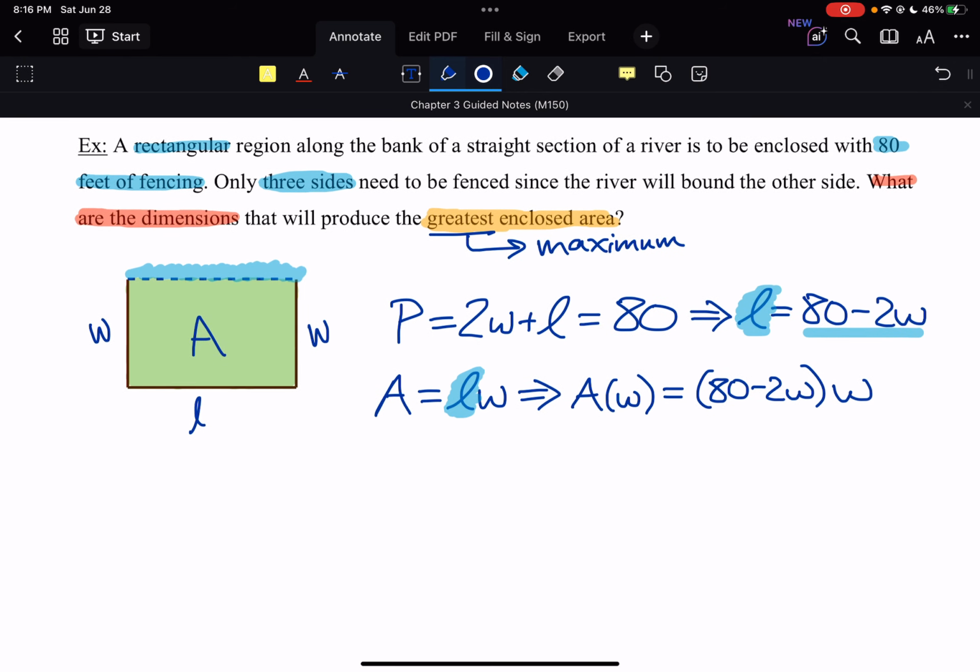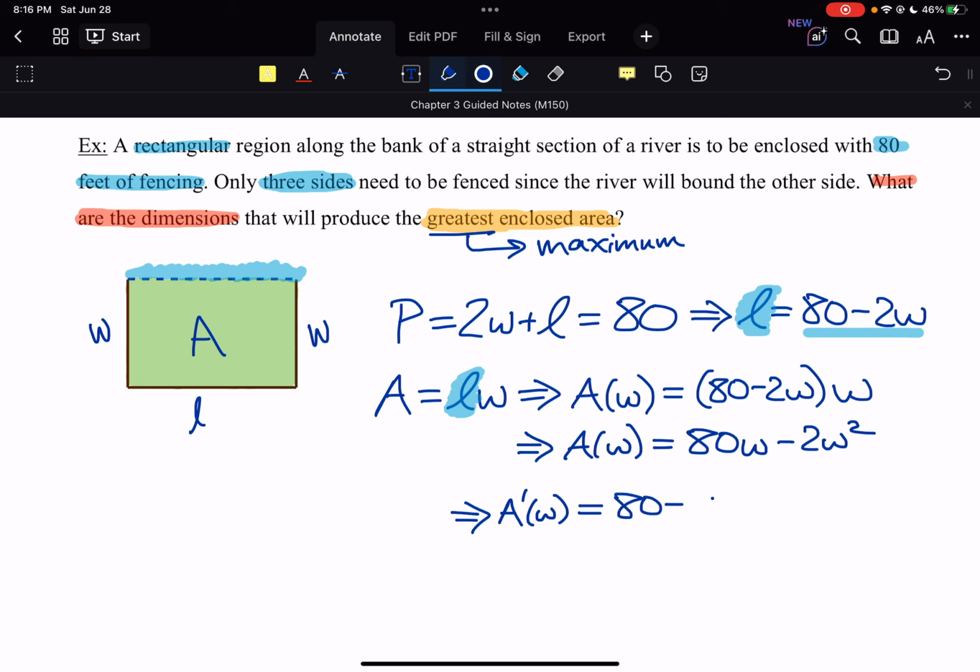So let me go ahead and distribute this first before we take any derivatives. So that's 80w minus 2w squared. And now we can go ahead and take the derivative. So that'll be A prime of w. So that's 80 minus 4w. We set that equal to 0. We get 4w equals 80. So w equals 20.